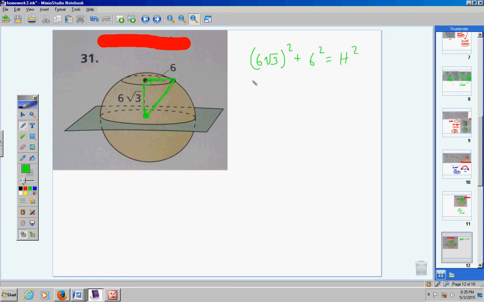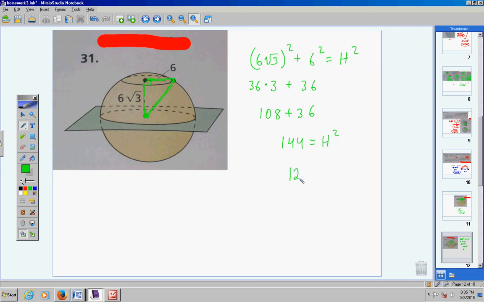Now, if you square 6, you get 36. If you square a square root, you get the number on the inside. So 3, they're being multiplied, by the way. We know that because it's 6 times the square root of 3. So it'd be times 3, and then plus 36. Now 36 times 3 is 108, plus 36. 108 plus 36 is 144, which equals the hypotenuse squared.